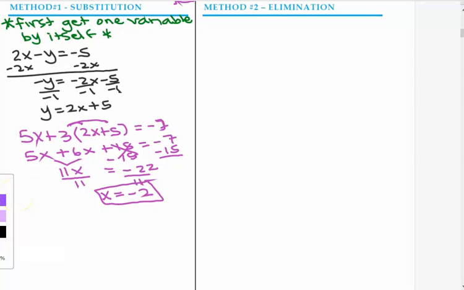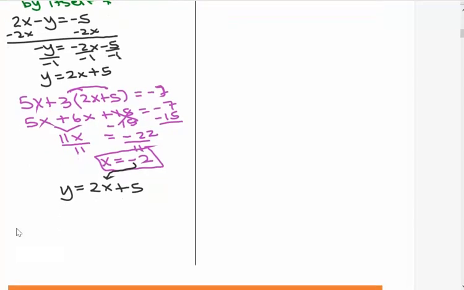Let's look at that equation that we just made up here. All right, if we're going to this equation, the y equals 2x plus 5. I know that x is negative 2, so I could substitute that here in place of x. And then that's going to tell me what y is. Okay, so let's try that. So I've got y equals 2 times negative 2 plus 5. So y equals negative 4 plus 5. And when I subtract those, I get y equals 1.